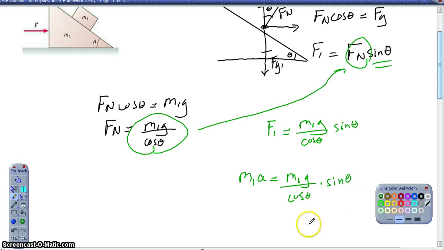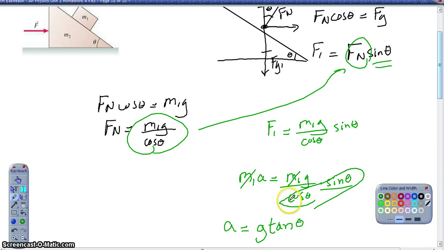We can actually clean this up pretty nicely, right? Both terms have mass 1 in them, so I can cancel that out. So the acceleration of the system that I actually need ends up being g divided by cosine theta times sine theta. Or better yet, if I have a cosine theta on the bottom and a sine of theta on top, this ends up being g times tangent of theta. Right? Just a little simple trig there for you.